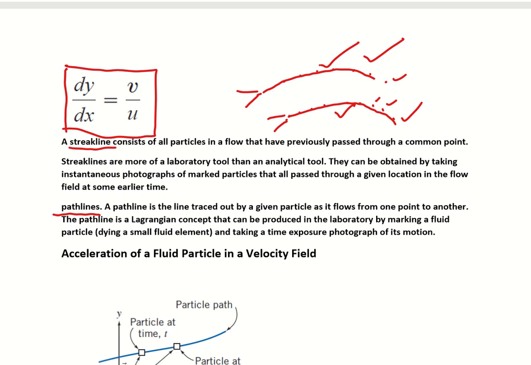Now with the help of simple analysis, you can say when flow is steady and uniform, then path line, streak line and streamlines, all three are the same. But if flow is not steady and non-uniform, then all three are different. Right. So here we have learned about the definitions of streamlines, streak lines and path line.